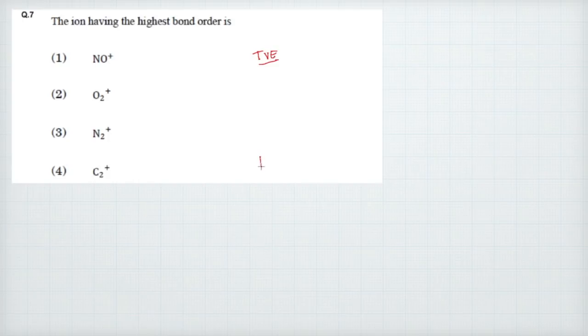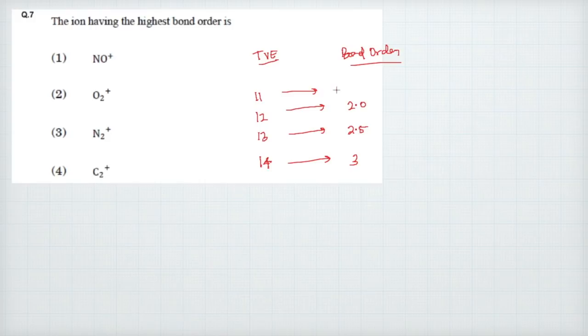So if you start from 14, so if the total valence electron for a diatomic molecule, or for the molecules basically, is 14, your bond order remains 3 over here. So for 14 the bond order remains 3. For 13 your bond order decreases by 0.5, so it will become 2.5. For 12 it becomes 2.0. For 11 it becomes 1.5. For 10 it becomes 1.0, and so on, okay.